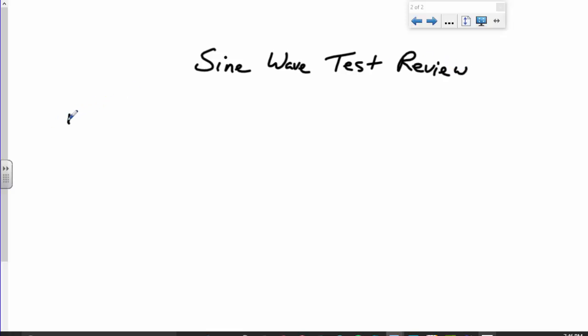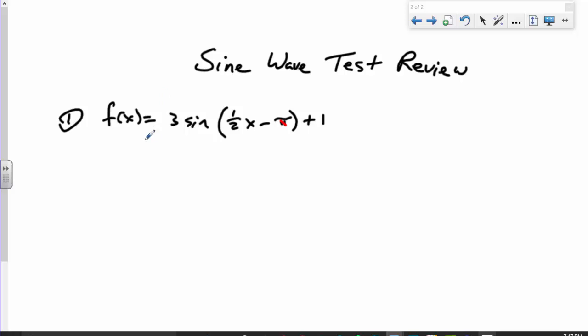So this is number 1. I'm going to go ahead and graph f of x is equal to 3 sine of 1/2 x minus pi, plus 1. So I'm going to try to draw on this. I'm just going to go straight down, straight across. We're going to put a grid here.